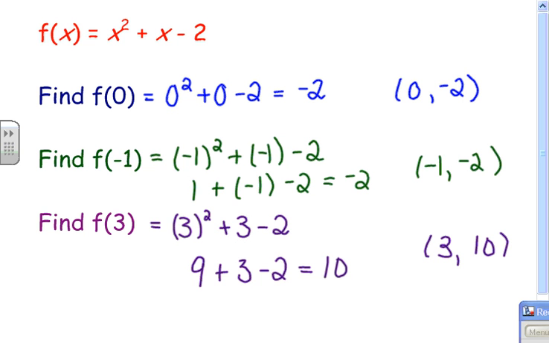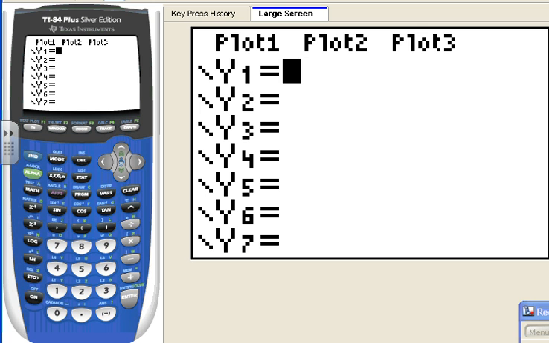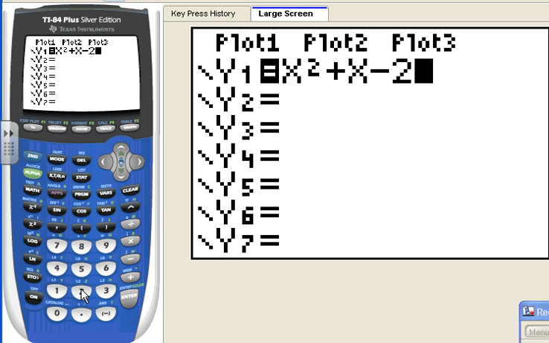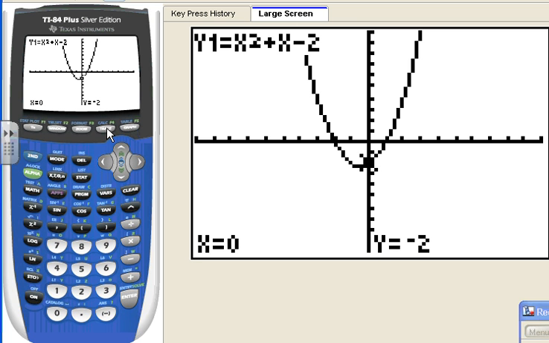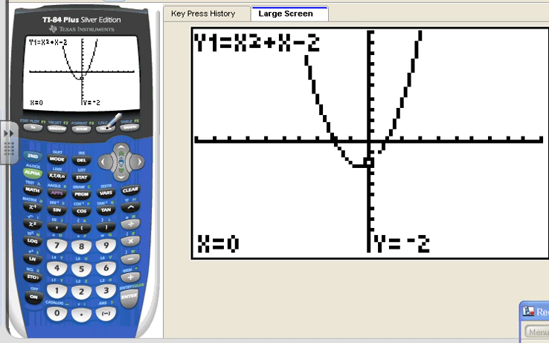If we graph our function on a graphing calculator, we'll have y equals x squared plus x minus 2. And here's what the graph looks like. If we do a trace, you can see that the point (0, -2) is on our graph. So this is (0, -2). Here's our x value of 0. Here's our f of x value of negative 2.